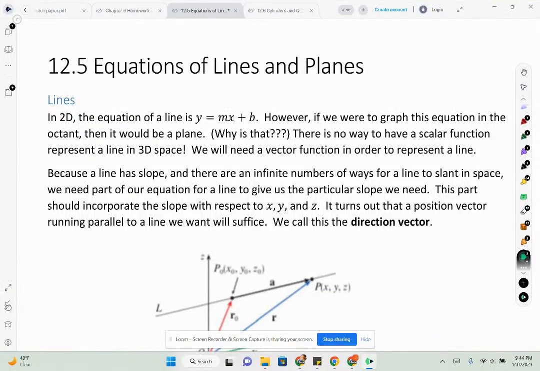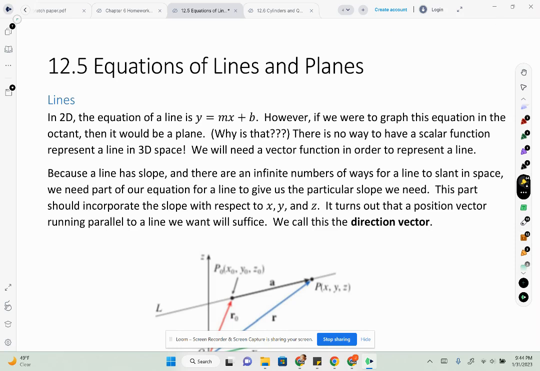Hello. In this section, we're covering 12.5, Equations of Lines and Planes. And there's a lot to this section, but really in the end, there are just a couple of things that we need to get a line and a couple of things that we need to get a plane. But first, I want to talk a little bit about what makes this such a big deal, right?